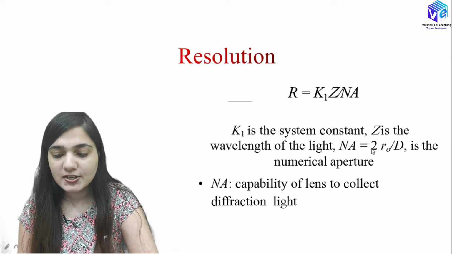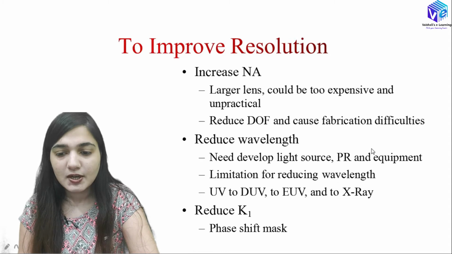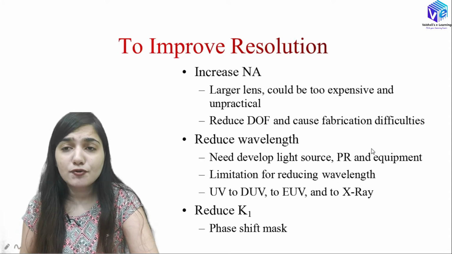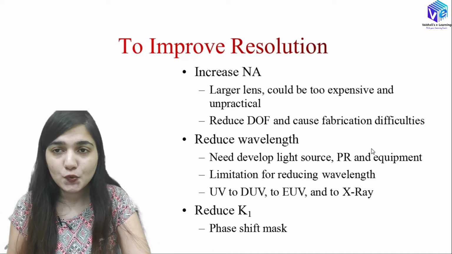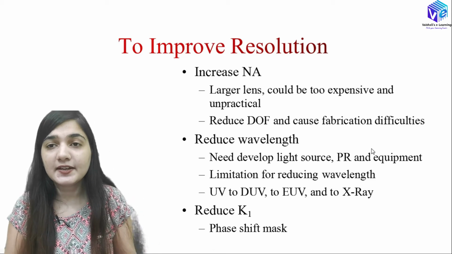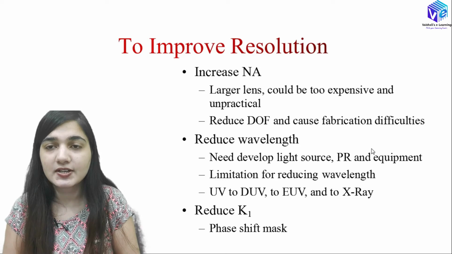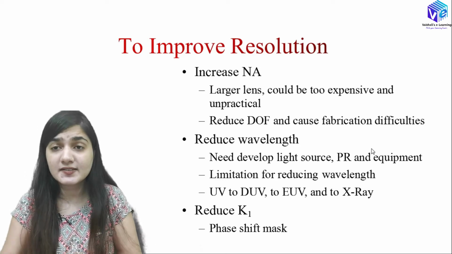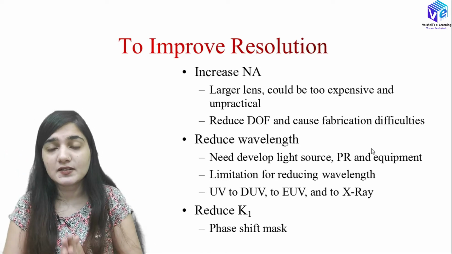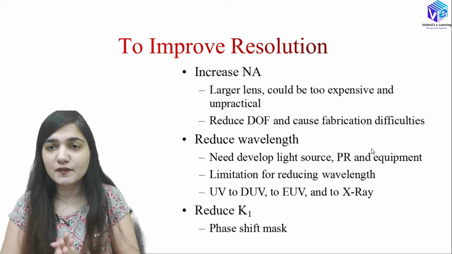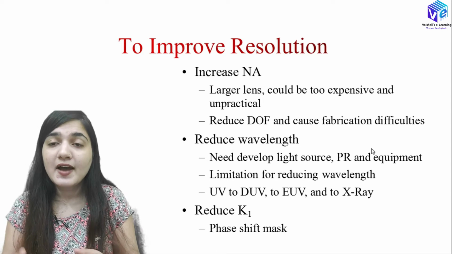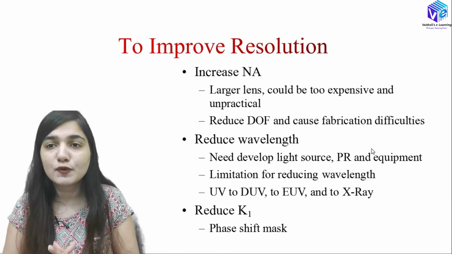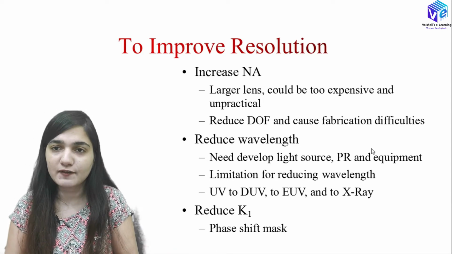Numerical aperture is the capability of a lens to collect the diffracted light. We all know that. Now how can we improve the resolution? We can increase the numerical aperture. We can use a larger lens size, but there are some problems associated with it. Larger lens size means a larger radius of the lens. If I increase the radius of the lens, it becomes more and more expensive. Plus, if I increase the radius too much, it would be impractical to make that kind of lens.